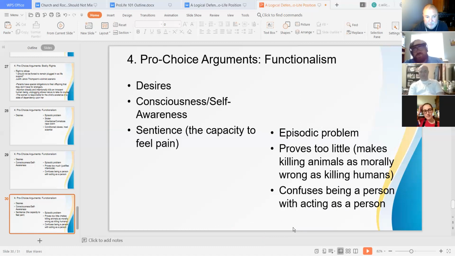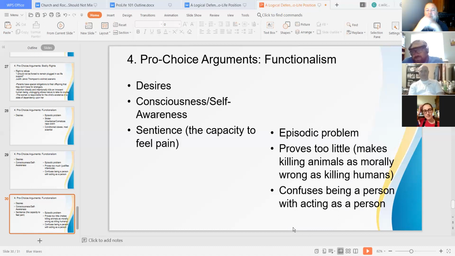Now, some of these prove too little by making killing animals as morally wrong as killing humans, or they prove too much by justifying infanticide. An infant does not have a desire for life, just like a fetus doesn't. So if you're going to argue your desires are what matter, then you would have to say that it's also permissible to kill infants, and infants are also not self-aware in the same way that we are.